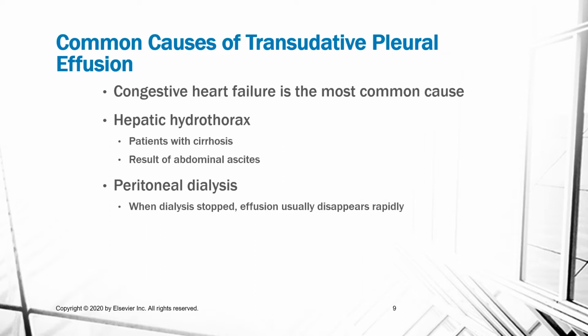Peritoneal dialysis. As in the pleural effusion that occurs as a result of abdominal ascites, on rare occasion, a pleural effusion may develop as a complication of peritoneal dialysis in the treatment of severe chronic kidney disease. Peritoneal dialysis uses the patient's peritoneum in the abdomen as a membrane across which fluids and dissolved substances such as electrolytes, urea, glucose, albumin, and other small molecules are exchanged with the blood. When the peritoneal dialysis is stopped, the pleural effusion usually disappears rapidly.